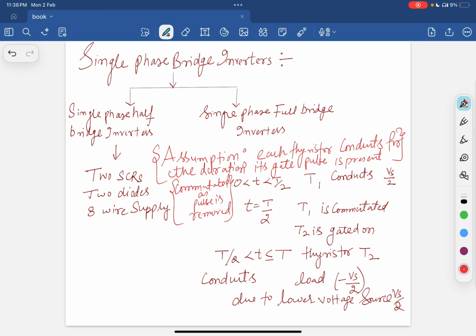In a single phase half bridge inverter we have two SCRs, two diodes and a three wire supply. Here we have taken one assumption that each thyristor conducts for the duration its gate pulse is present. Otherwise, when the gate pulse is removed, the thyristor will get turned off. As you can see here, this is the gate pulse. If the pulse is present here, then the thyristor starts conducting, and if the pulse is removed, we have taken the assumption that the thyristor, let it be T1, gets commutated. So we have to take care of that.